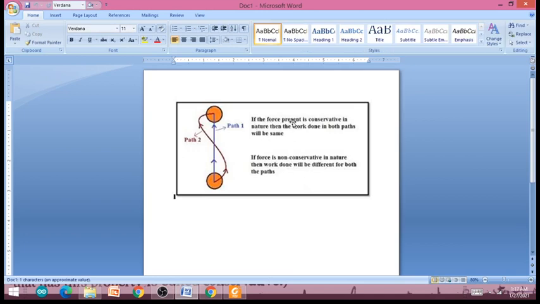If the force present is conservative in nature, then the work done in both paths will be the same. That means the work done going through path 1 and the work done going through path 2 will be the same in case of a conservative force. Conservative means independent of the path. If it depends on the path, then naturally the work done will be different, because one path is longer so it will require more work done, and another is shorter. So this will be non-conservative.